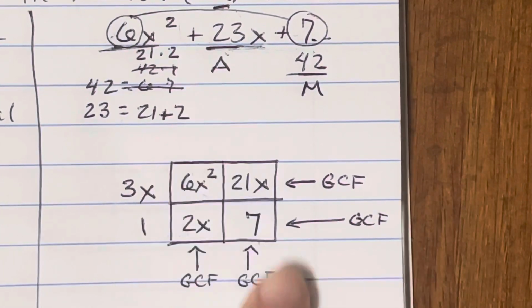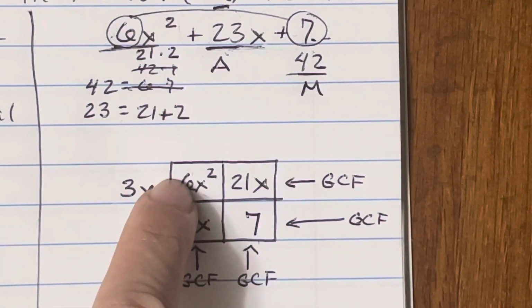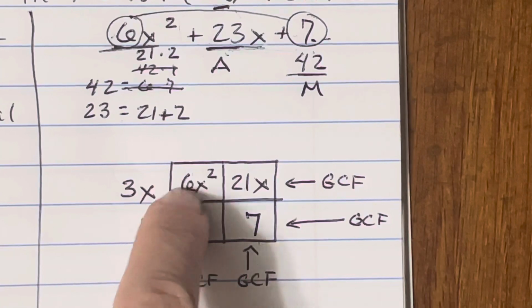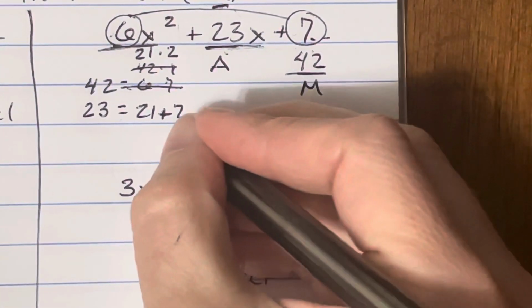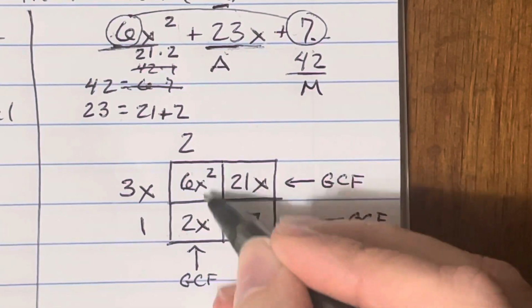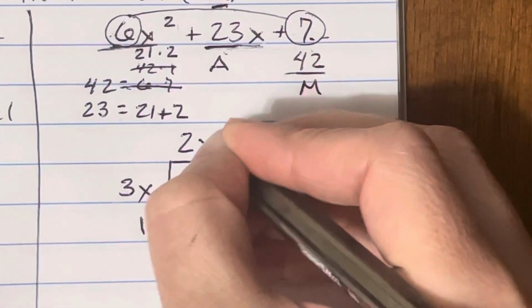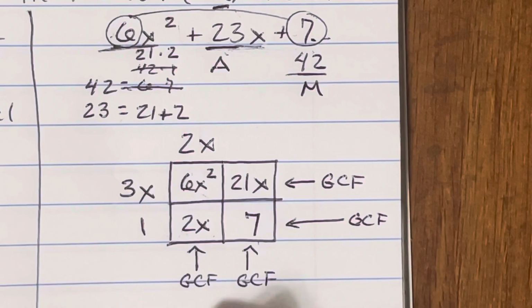All right, now I'm going to push a greatest common factor out upwards. So I'm looking this way. What do 6x squared and 2x have in common? 6 and 2 have 2 in common. x squared and x have an x in common. So I'm going to push a 2x out as the greatest common factor.